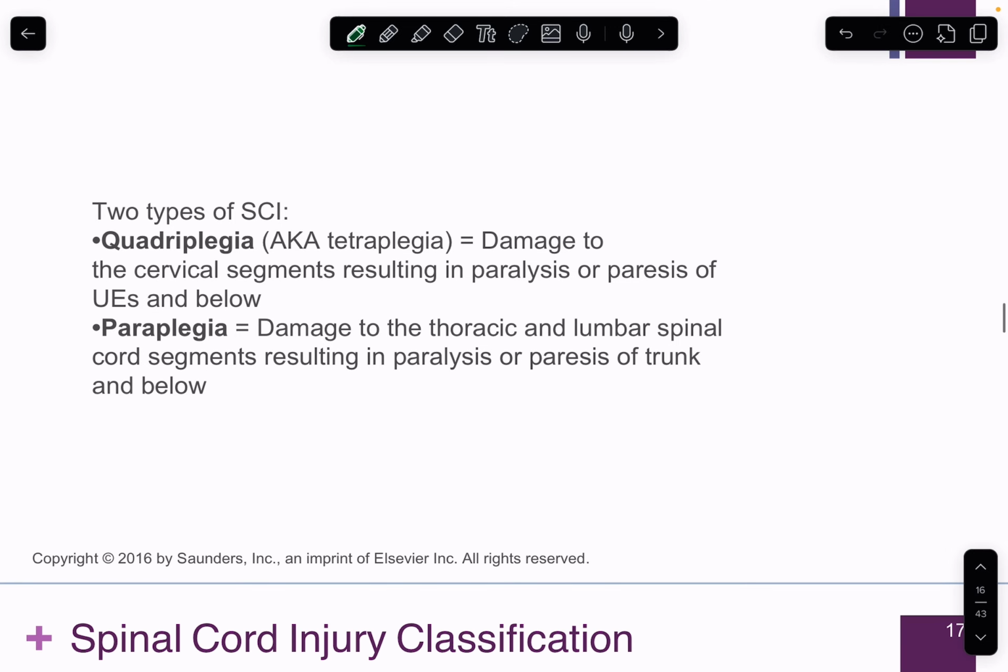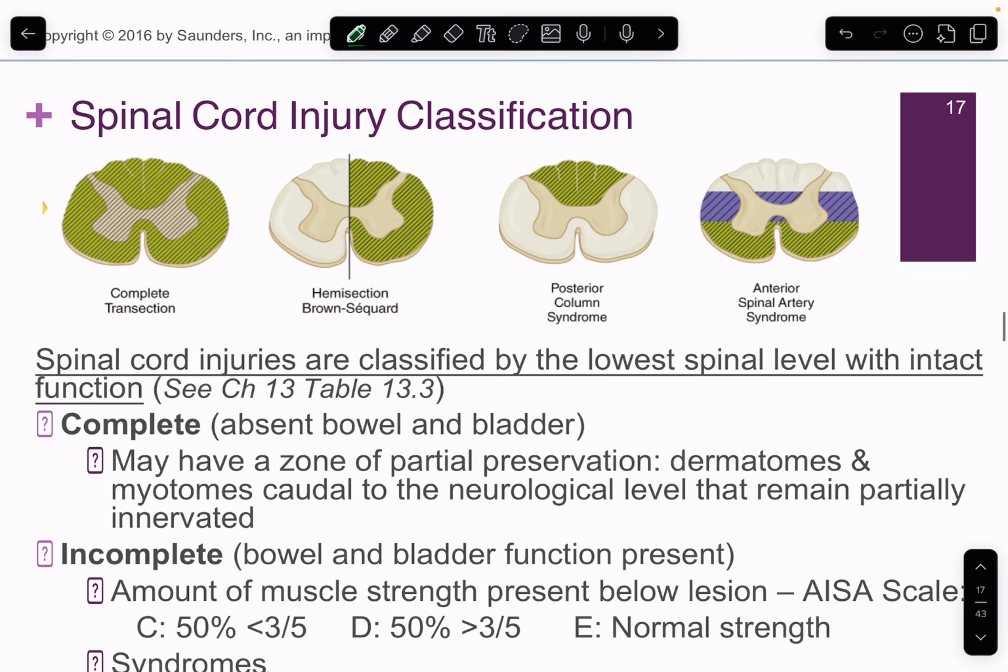There are two types of spinal cord injury. You can call someone with quadriplegia or paraplegia. Quadriplegia, also known as tetraplegia, damages the cervical segments, resulting in the paralysis of the upper extremity and all the way down. Paraplegia is damage to the thoracic and lumbar spinal cord segments, which paralyzes the trunk and below or the lower extremity.